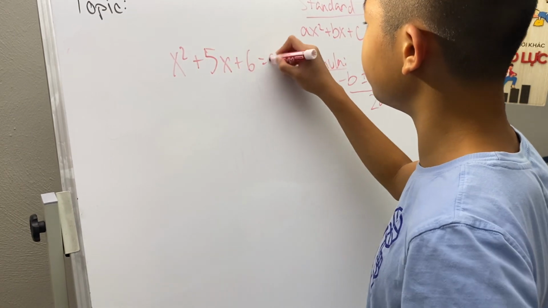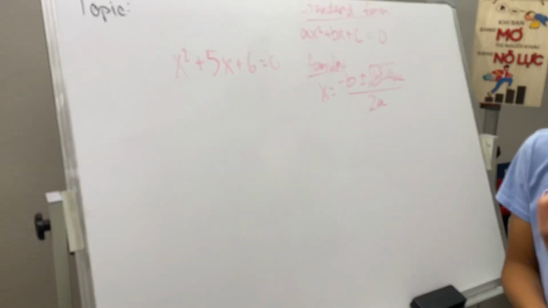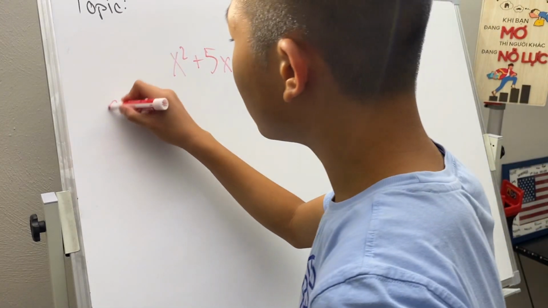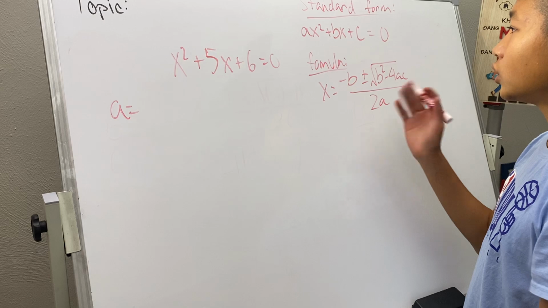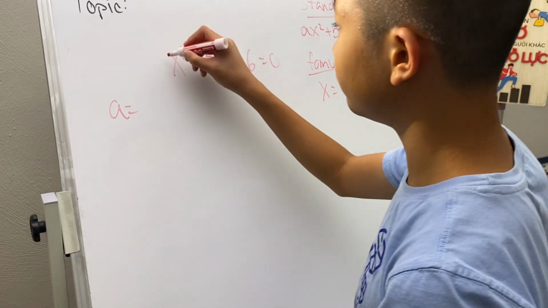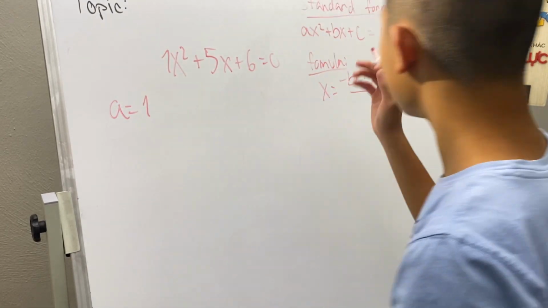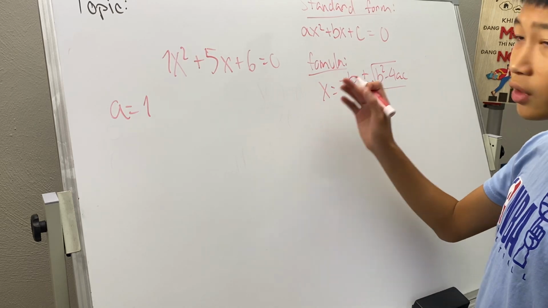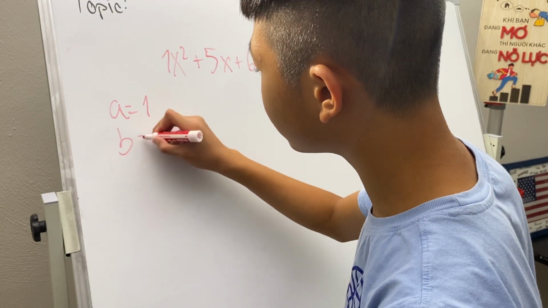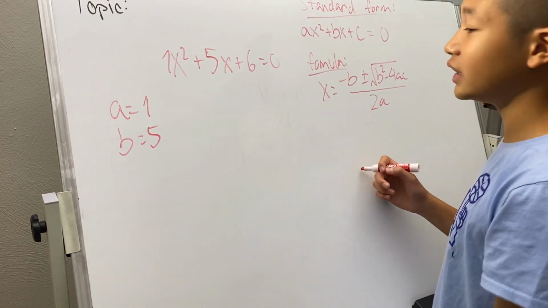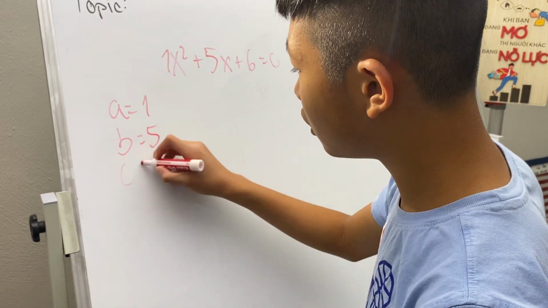x squared plus 5x plus 6 equals 0. What are a, b, and c? A is the coefficient in front of x squared, which is right here. Well, it's just 1. So a is 1. And b is the coefficient in front of x, which is 5. So b is 5. And lastly, c, the constant, which is 6.